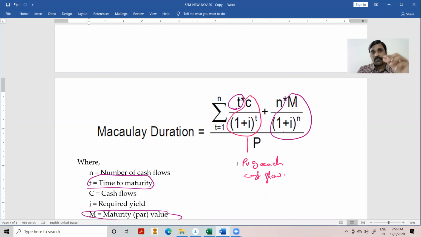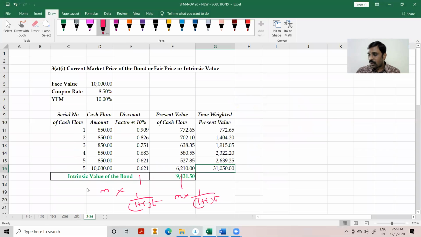We have to calculate the present value of each cash flow, and we have to multiply it by the time. That's it. Time weighted present value of each cash flow. What we have to calculate is the time weighted present value of each cash flow. That is what we are calculating.